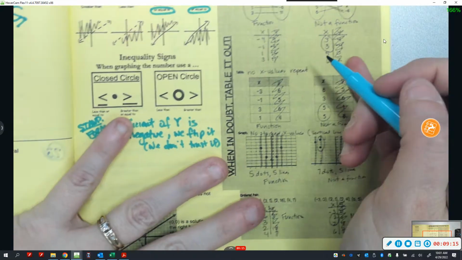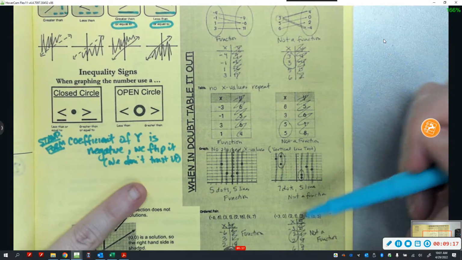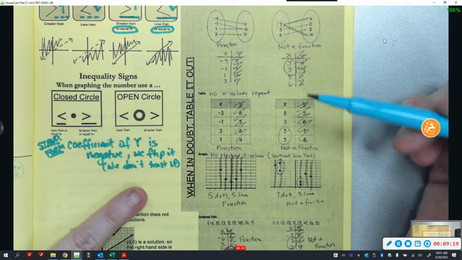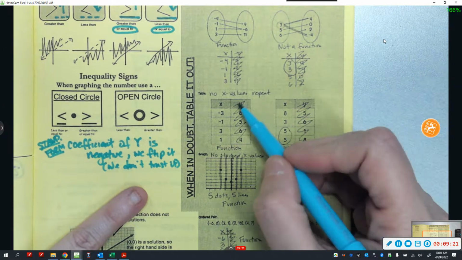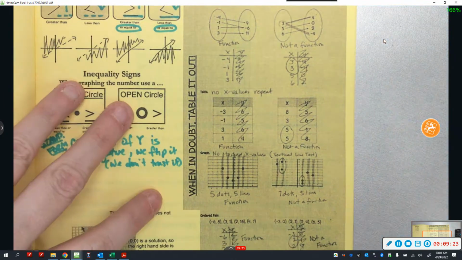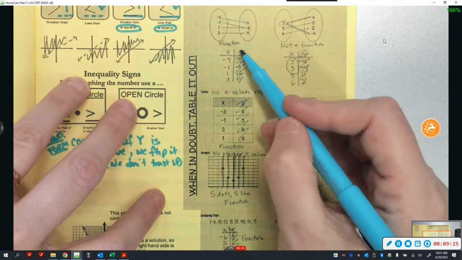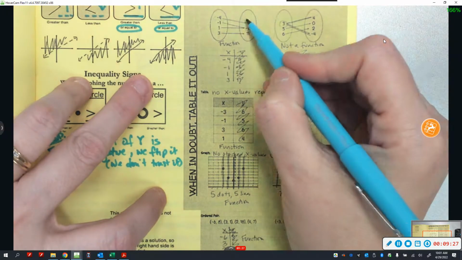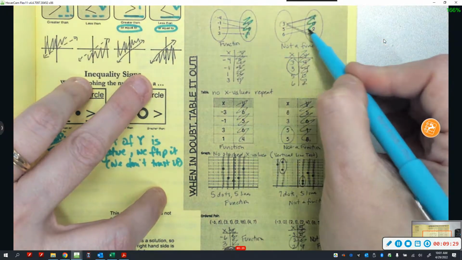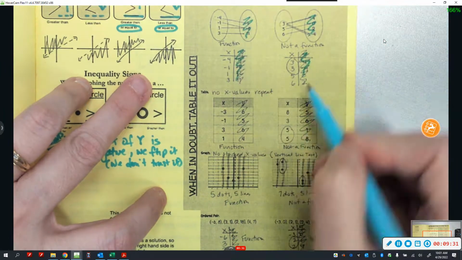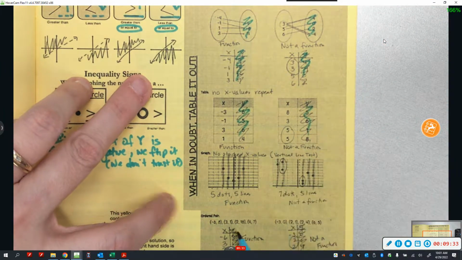The second thing I want to talk about is functions. Now, our strategy for functions is squiggle out the y. That was our, you know, when in doubt, table it out, and then we squiggle out the y. So we would squiggle out this. We don't care about anything happening in that box, we don't care about anything happening in the y column, okay?